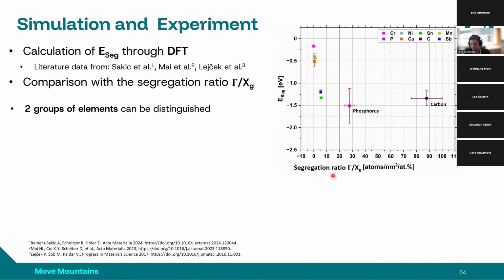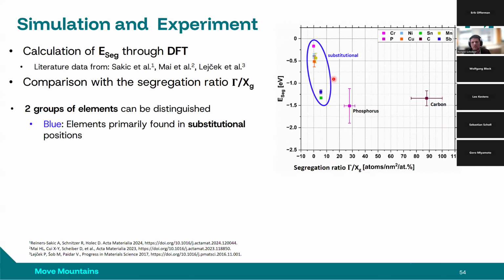You have here what I showed before, the segregation ratio dependent on the bulk composition, and you can see here elements which are known to be substitutional in your lattice. And you can see there is more or less a linear correlation. That means an element causing strong segregation in DFT calculations showed also the same behavior measured by atom probe tomography. What is not true is this linear trend for phosphorus and carbon.